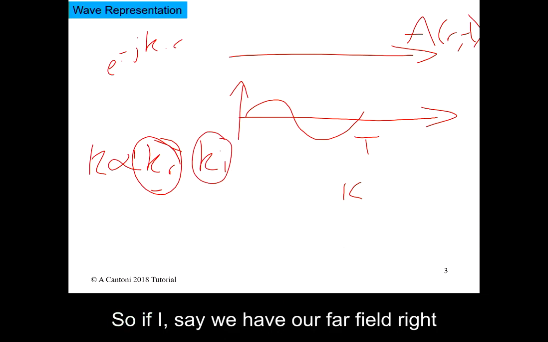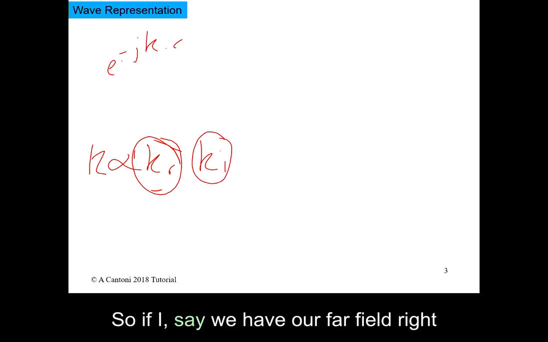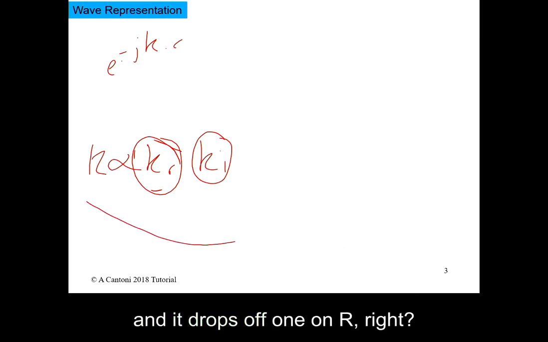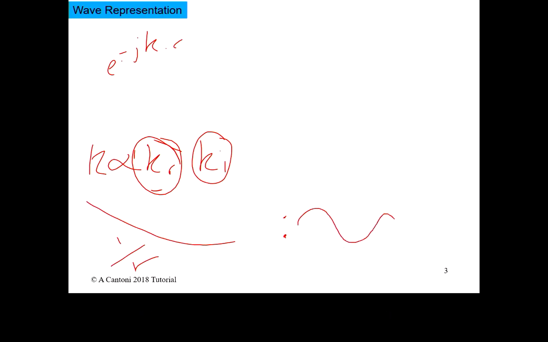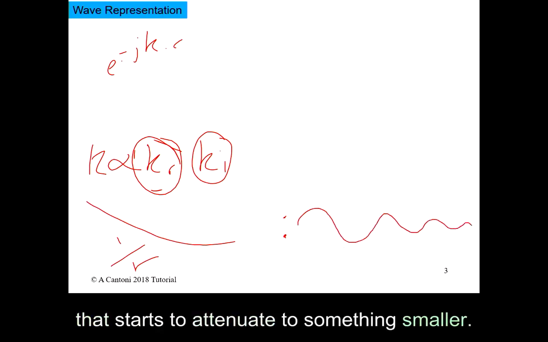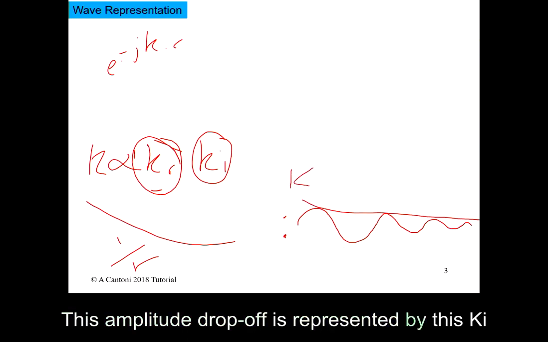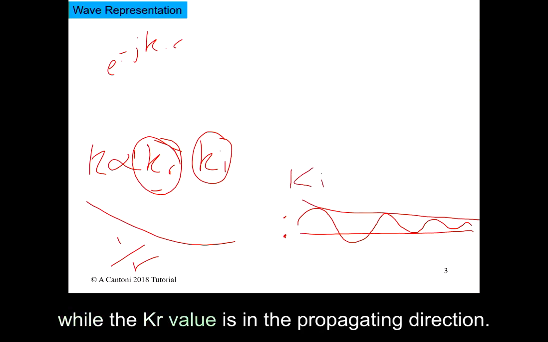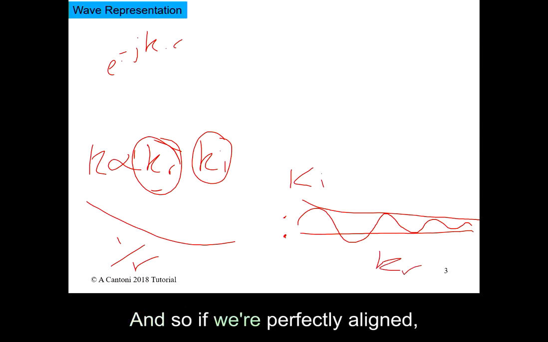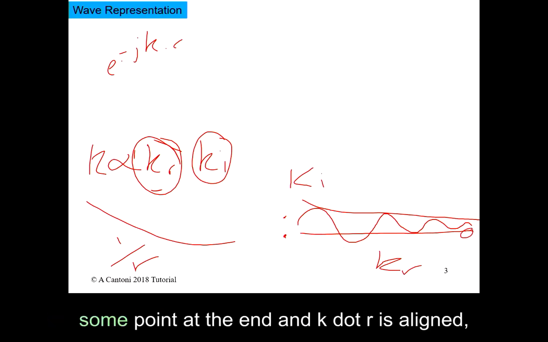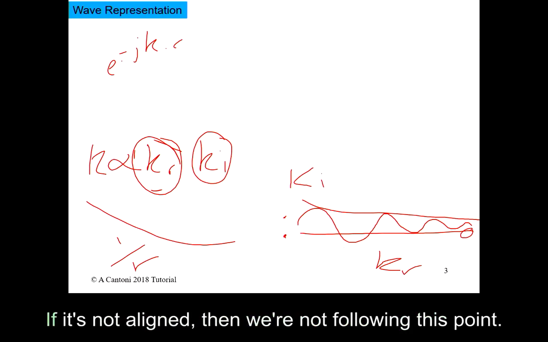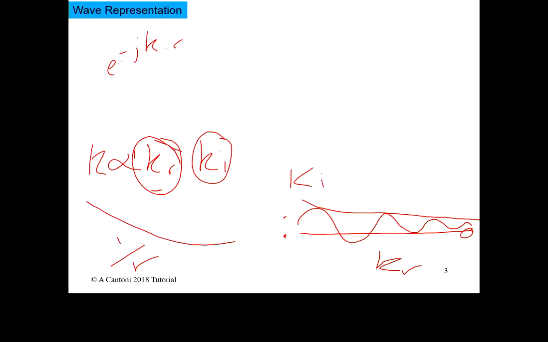Say we have our far field, and it drops off as 1 on r. We have our dipole sitting here, and we've got some wave like this that starts to attenuate to something smaller. This amplitude drop-off is represented by this ki, while the kr value is in the propagating direction. If we're perfectly aligned, so if we've got some point at the end here and k dot r is aligned, then we're following the point. If it's not aligned, then we're not following this point.